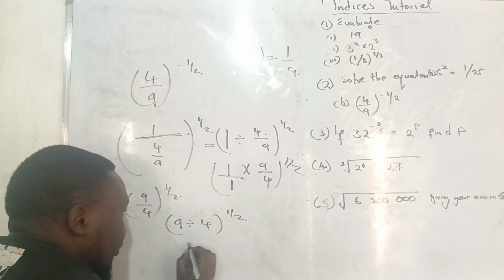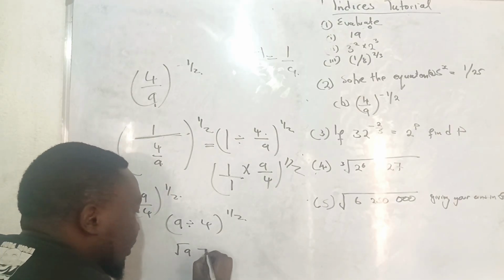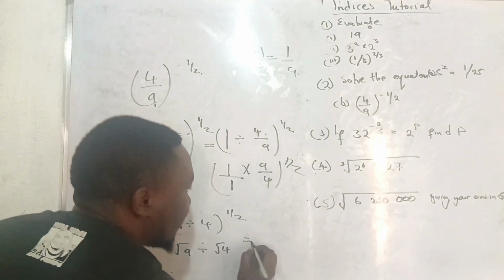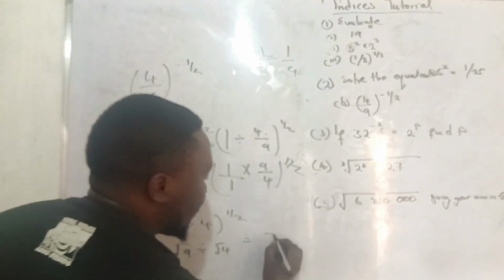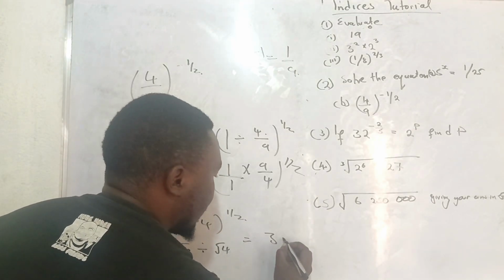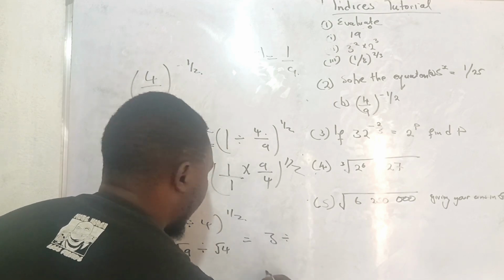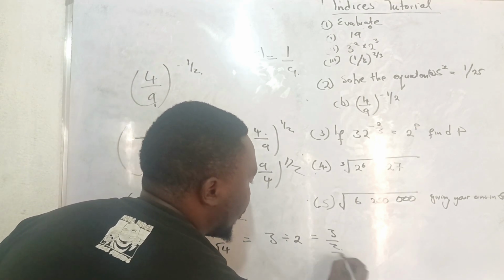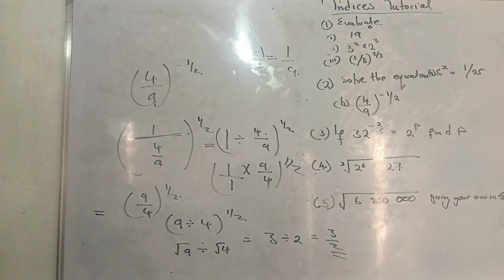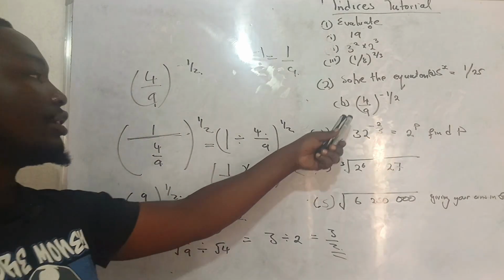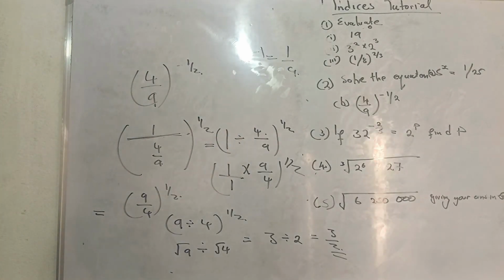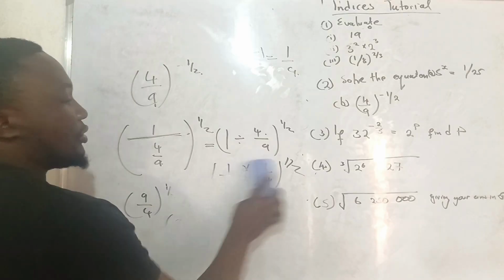So you're going to have root 9 divided by root 4. So root 9 divided by root 4 is going to be 3 divided by 2, which is equal to 3 over 2. It's a fraction. So you have managed to solve this. Let's move on to number 3.